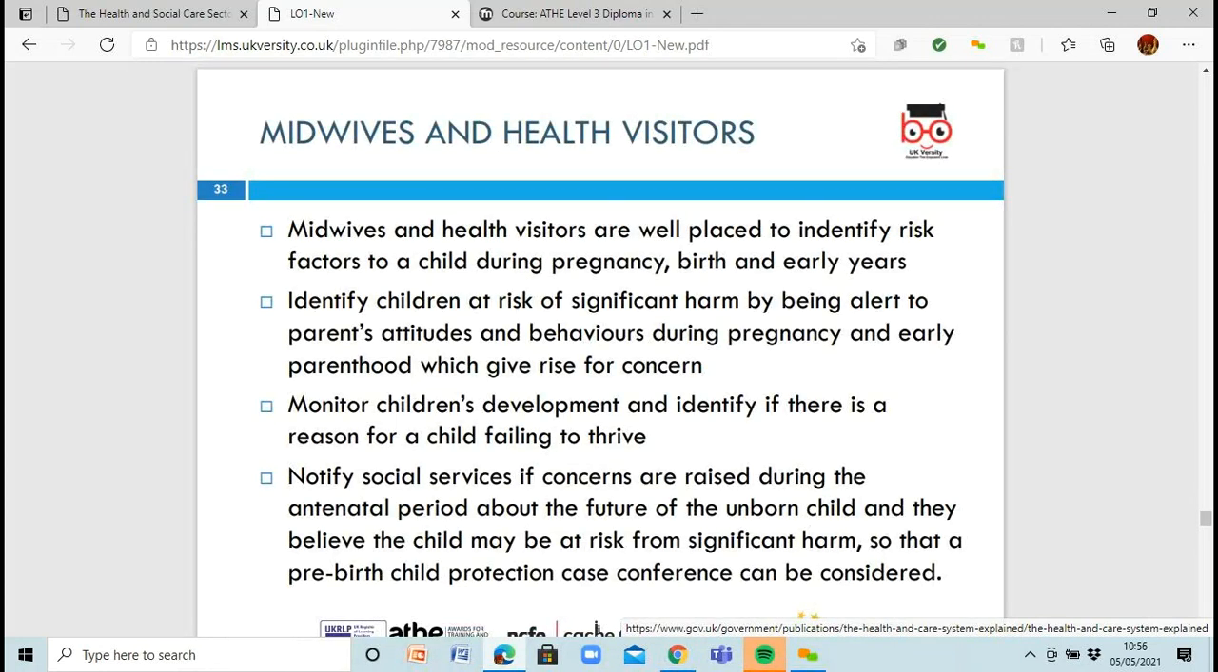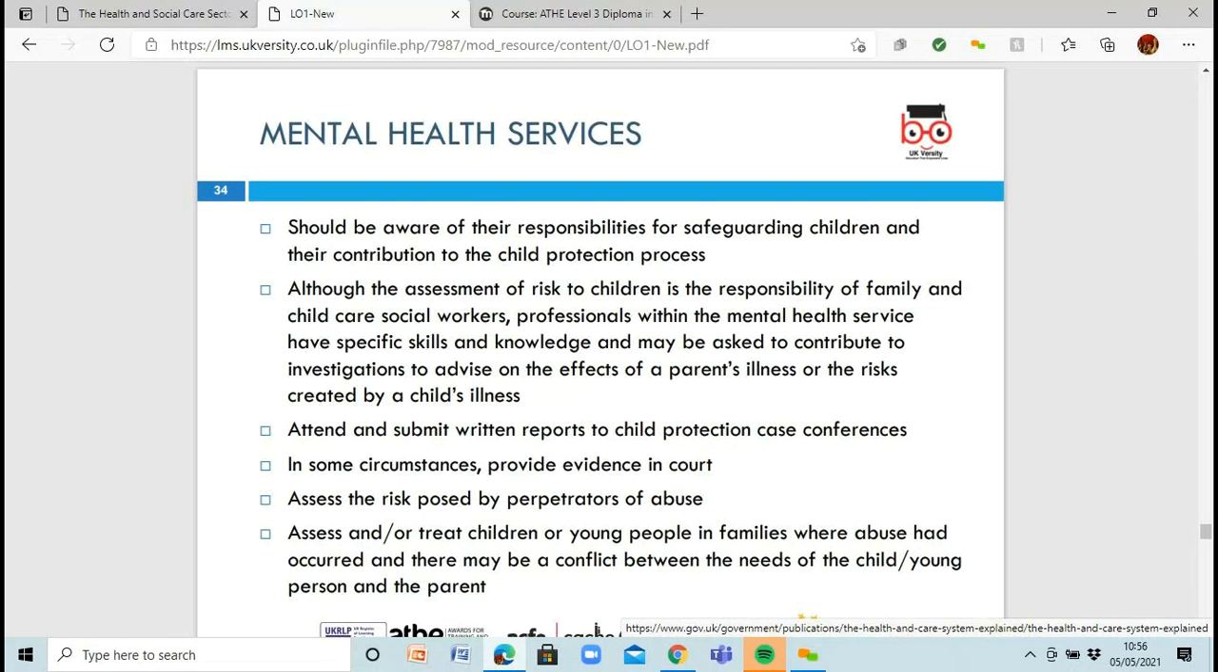Then you've got midwives and health visitors. So they're there right at the beginning, and they identify any risk factors during your pregnancy, birth, and early years. They'll see if there's any people that are at significant harm. Then they'll also monitor the children's development as well. Mental health services are there to carry out assessments. So if there's any sort of risk to a vulnerable person, or if there's any issues within the family, they'll carry out an assessment, and then they'll get in touch with the social care workers or anybody that is necessary in that aspect.